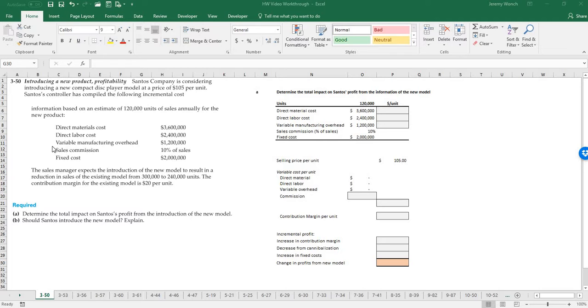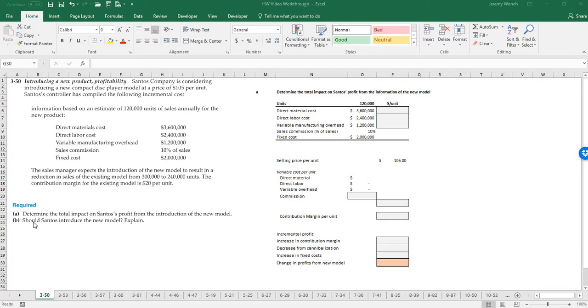They also know that if we sell this new product, the sales of our existing model are going to go down, because people might want to buy the new one. If we introduce this new product, sales of the existing units are going to go from 300,000 down to 240,000, so we'll decrease by 60,000 units. It also says we have a contribution margin on the existing model of $20 per unit.